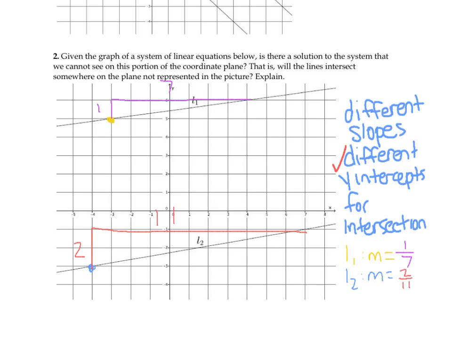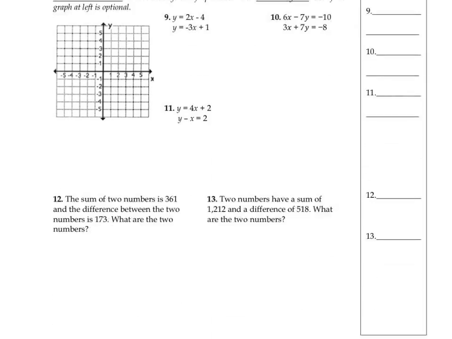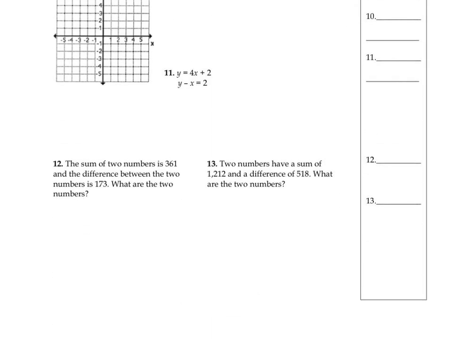So from that we can see we have different slopes because line 1's slope is 1/7 and line 2's slope is 2/11. Therefore, we have different slopes and different y-intercepts. Therefore, yes, the lines will intersect. And we have our explanation at the top. Now we can go on to the second page and go down to number 13.